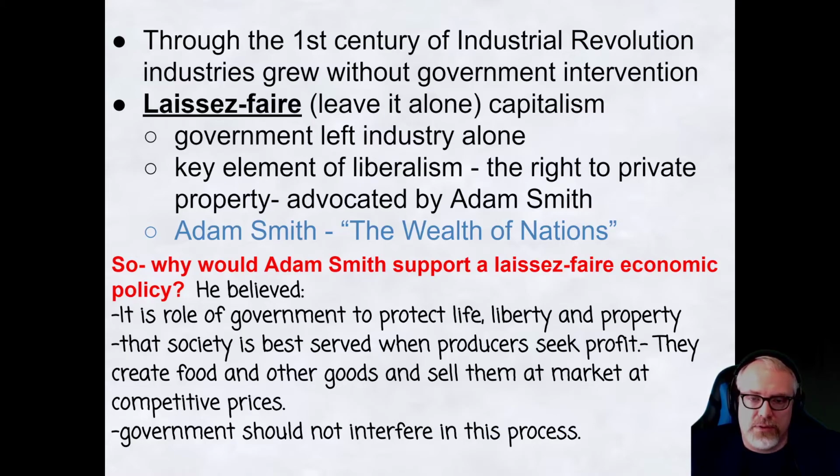So why would Adam Smith support a laissez-faire economic system? Well, he believed that it's the role of the government to just give protection to people's lives, to their liberty, meaning their freedoms, and then their property. And that society is best served when producers seek profit, and they create food and other goods and sell them at market. So the idea here is that people in society who are producing things are going to want to make money, which means they're going to want to produce good things, and the government should not interfere in this process.